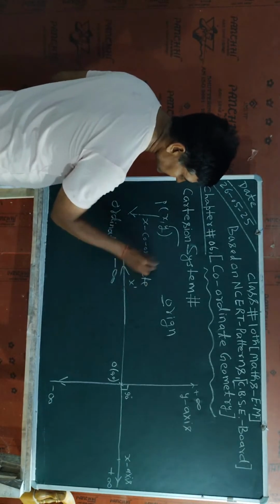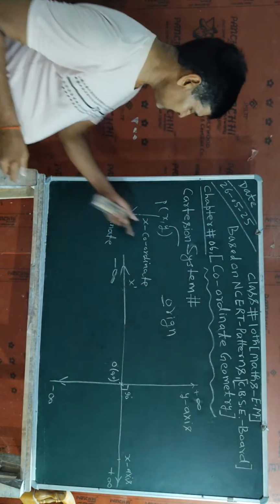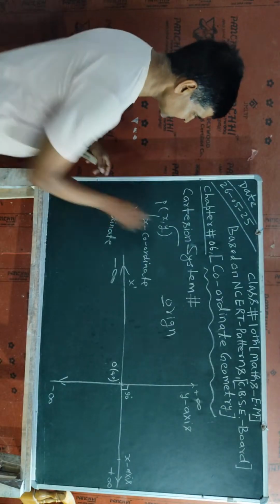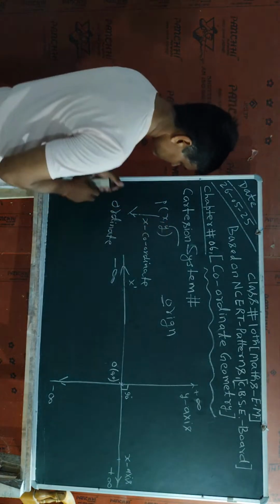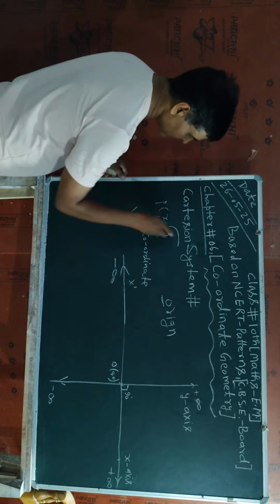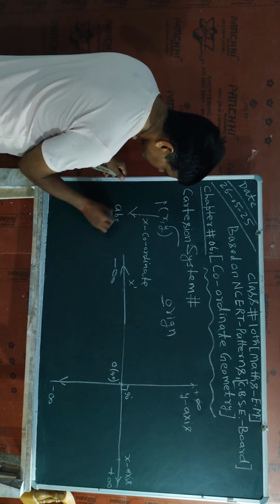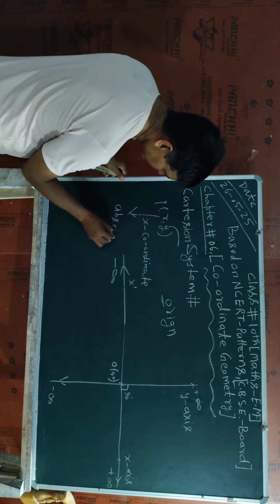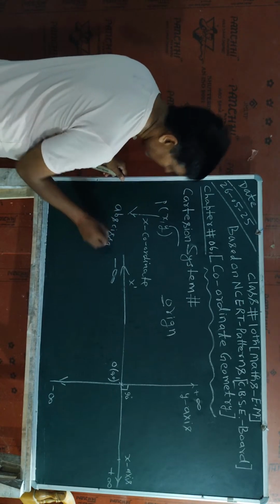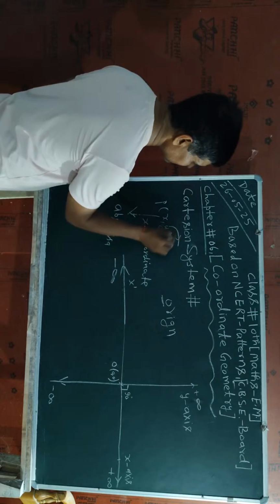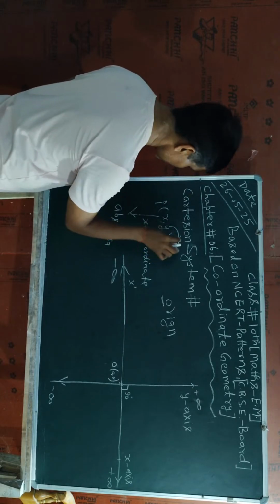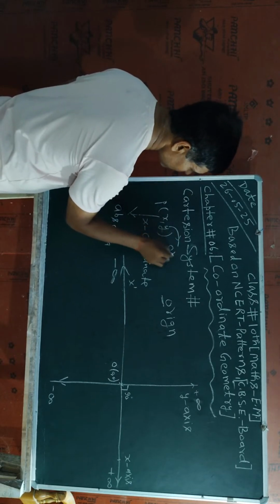This is the x coordinate, which is also written as abscissa, and this is the y coordinate, which is written as ordinate. So here I will say this is the ordinate.